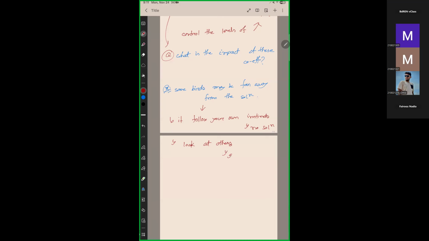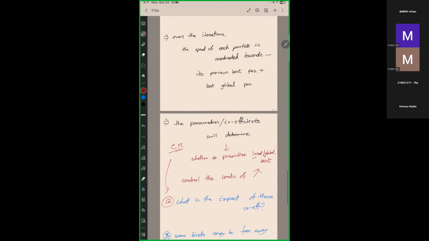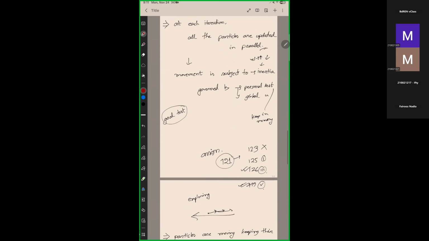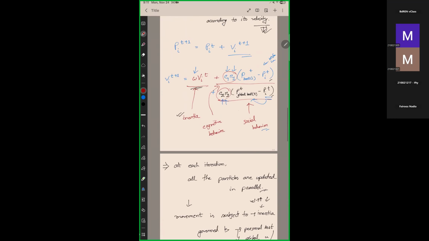Look at others means global based. এই যে global base মানে কি, এটাই তো সোশ্যাল বিহেভিয়ার, looking at others. Social behavior means looking at others. Okay, so that means your focus, a little more focus should be on this term. Are you following?